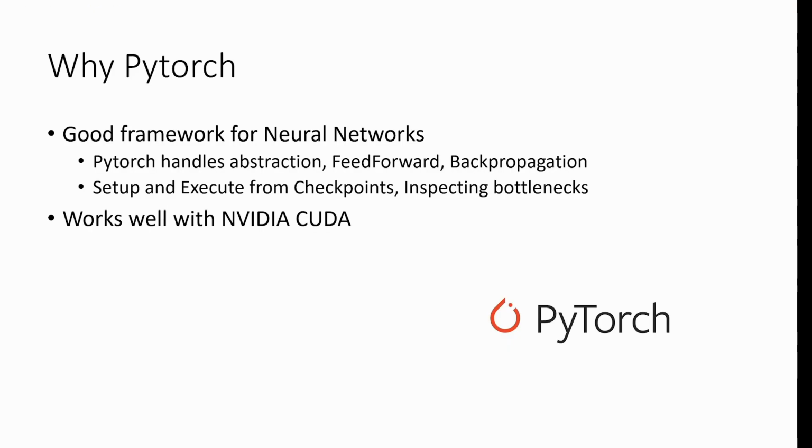So why are we using PyTorch? We are using PyTorch because it's a great framework for creating neural networks. It handles the abstraction that exists in networks and automatically does things like feed forward and back propagation. It will also allow us to set up and execute from checkpoints and inspect bottlenecks. It also works really well with NVIDIA CUDA GPUs.